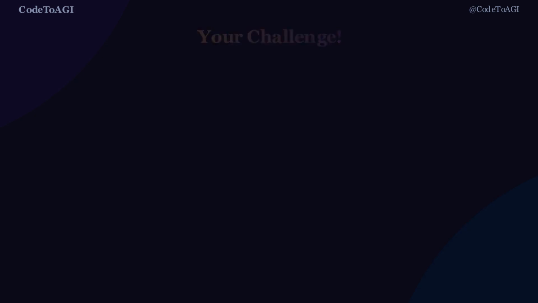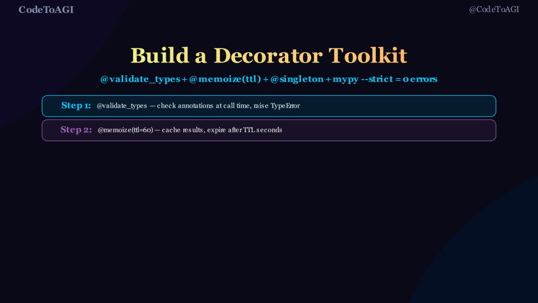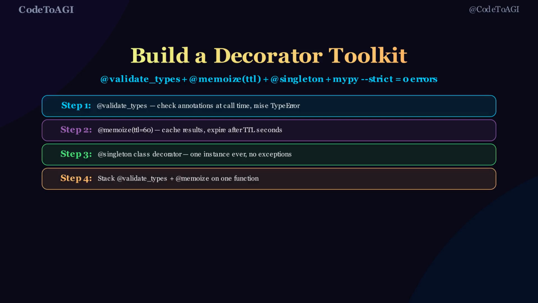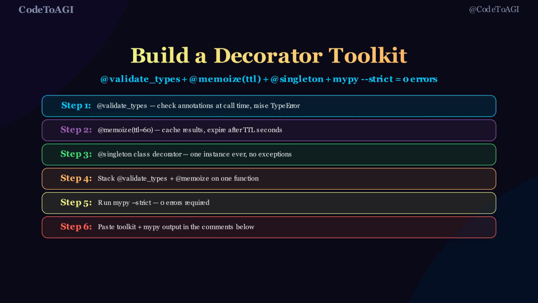Your challenge: build a production decorator toolkit. Step 1. Write a validate_types decorator. Use function annotations to check argument types at call time. Raise TypeError if any argument does not match its annotation. Use functools.wraps and inspect.signature.